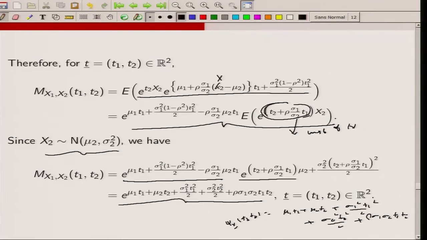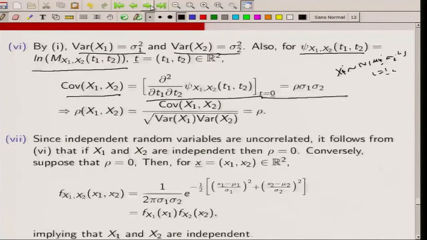Now, you can differentiate with respect to t1 and t2 and then put t equal to 0. So, you will see that all these terms will not contribute and only you will get rho. So, if you do this, you get rho sigma 1 sigma 2. So, covariance of X1 X2 turns out to be rho sigma 1 sigma 2. So, correlation of X1 X2 turns out to be covariance of X1 X2 divided by square root of variance of X1 times variance of X2, which is nothing but rho.